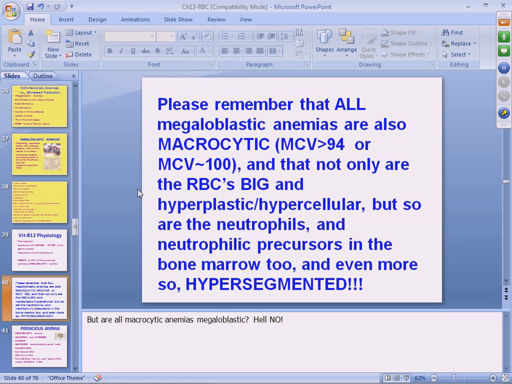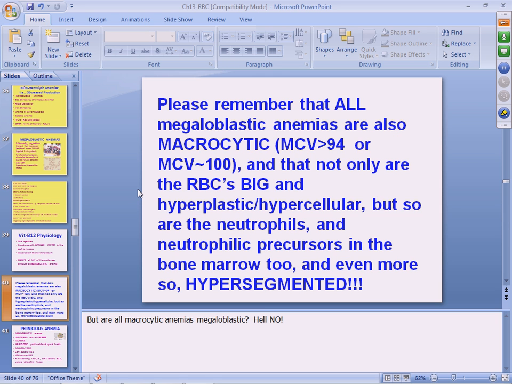So here's something to remember big time again. All megaloblastic anemias are also macrocytic. So if the upper range of your MCV was 94, someplace will be 92 or 95 or 93, but let's say 94. When you see MCVs of 96, 97, you're not going to get too alarmed. But when they get over 100, you're going to say, this person has macrocytosis, and maybe that macrocytosis is on the basis of a megaloblastic process in the bone marrow.